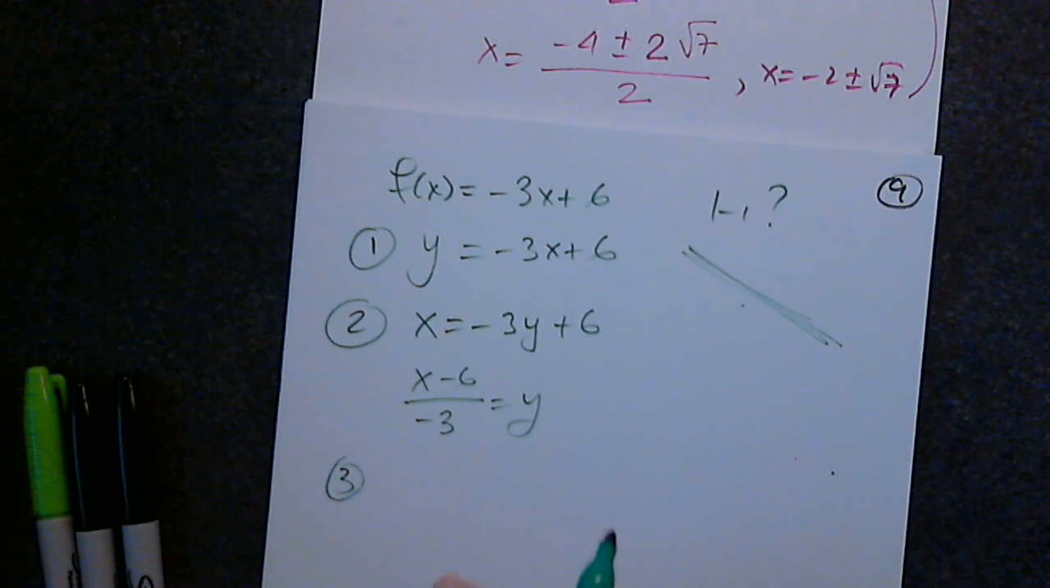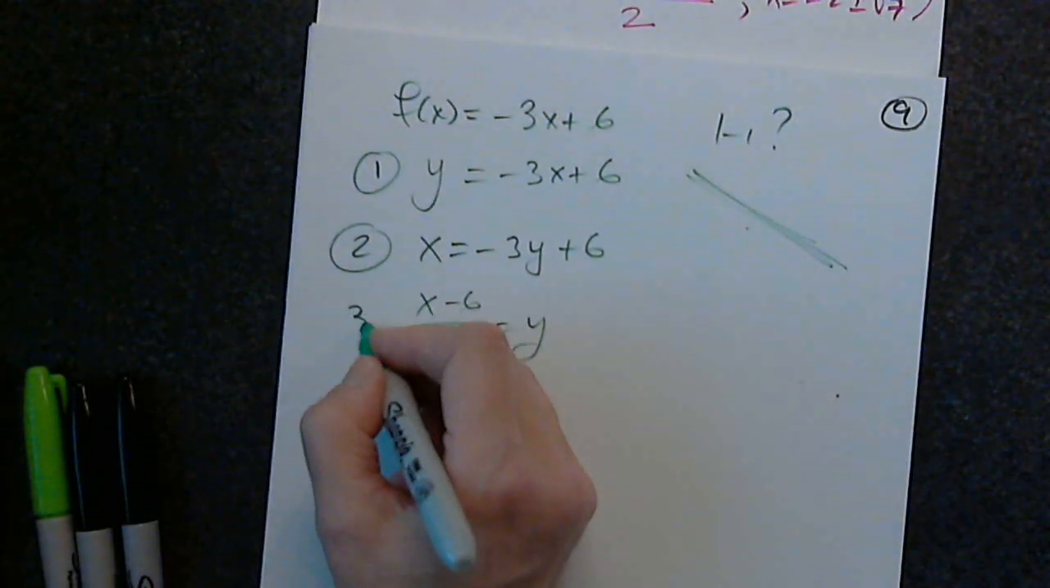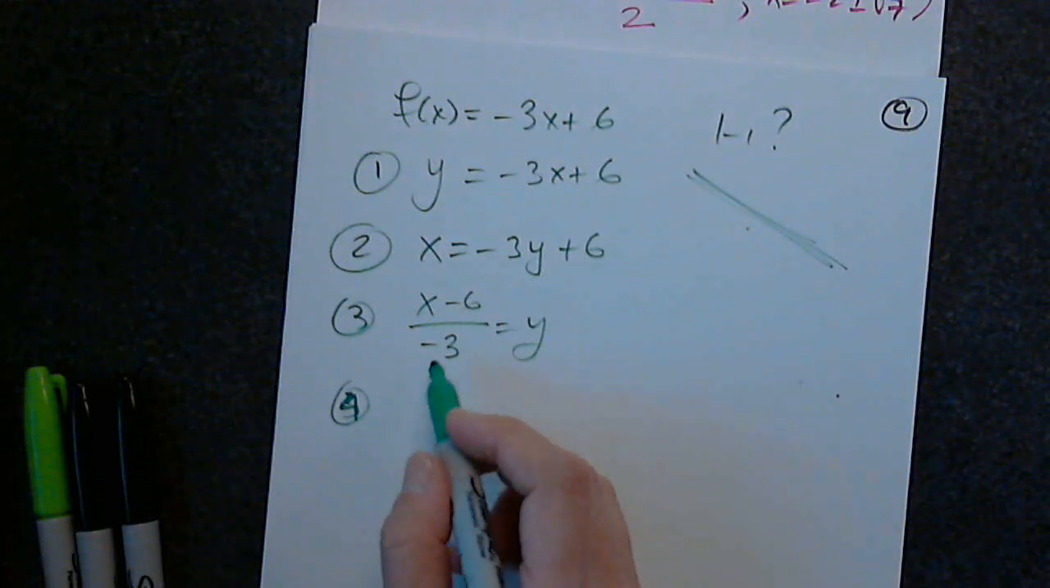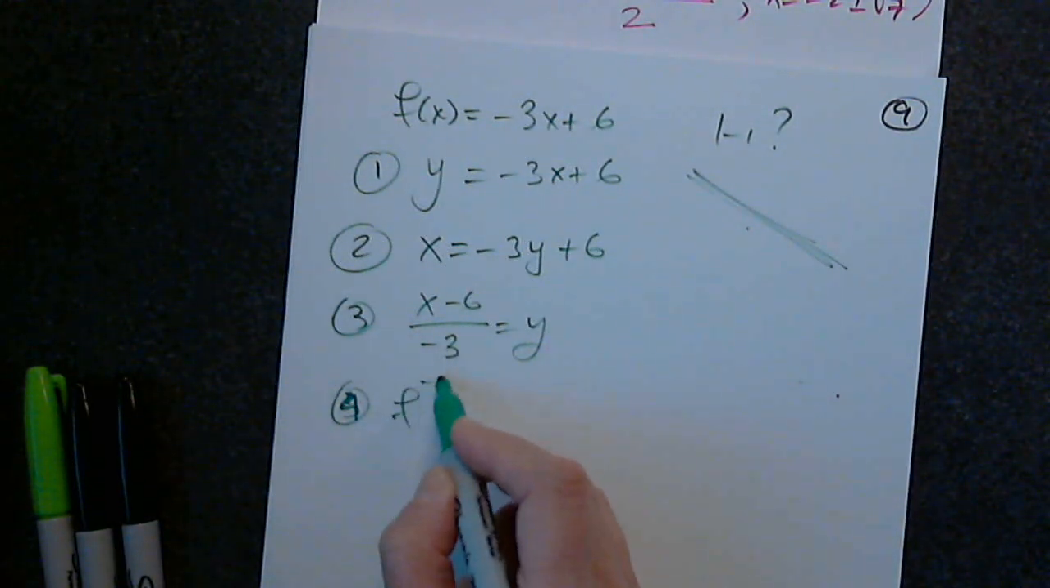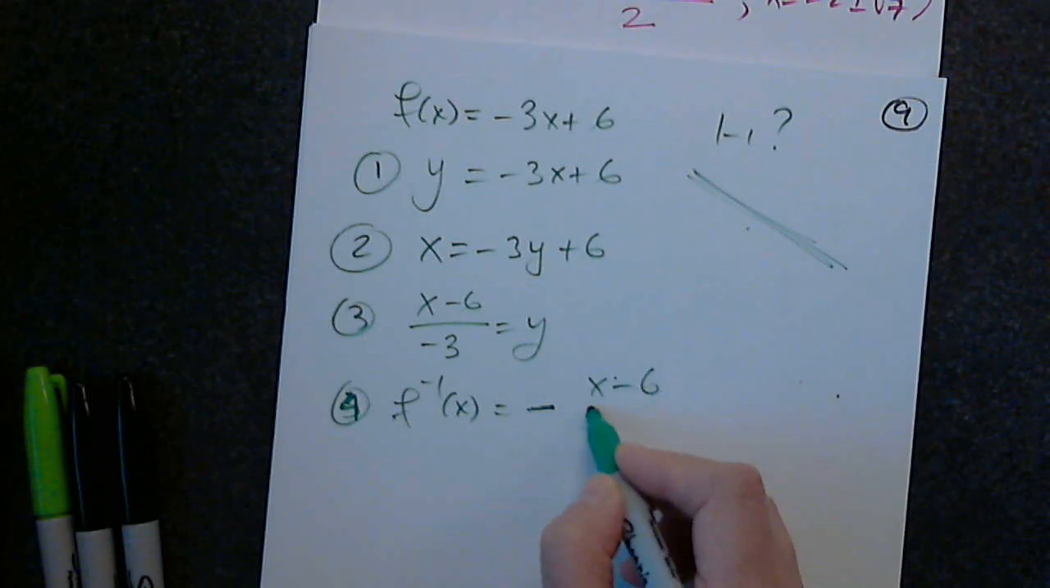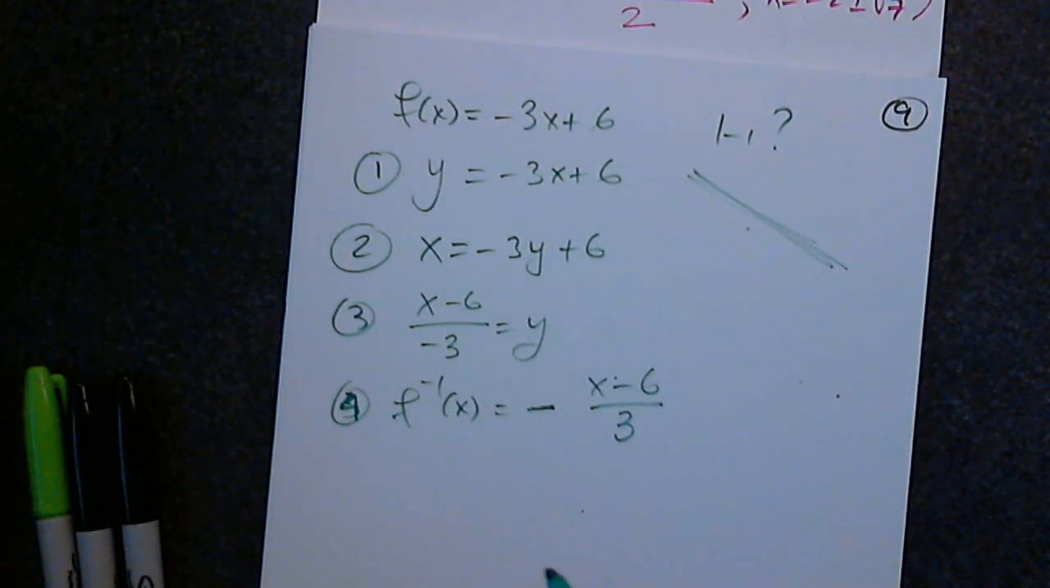So in the final step, oh, this was 3, I'm sorry. This is the final step. I just replace y by f inverse and put a minus in front. So f inverse of x equals negative x minus 6 divided by 3. And this is the inverse function of negative 3x plus 6.